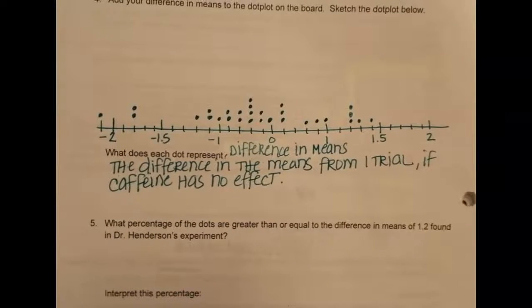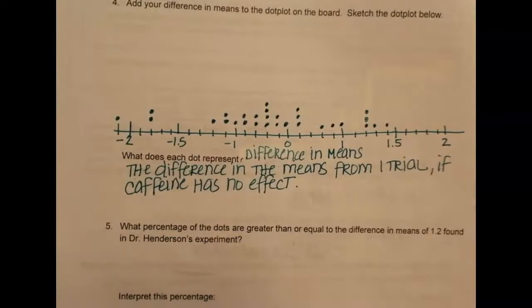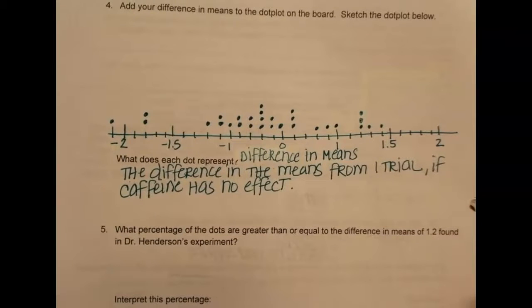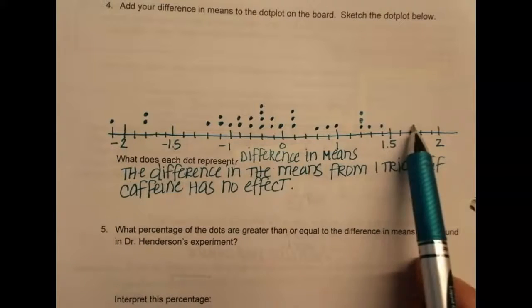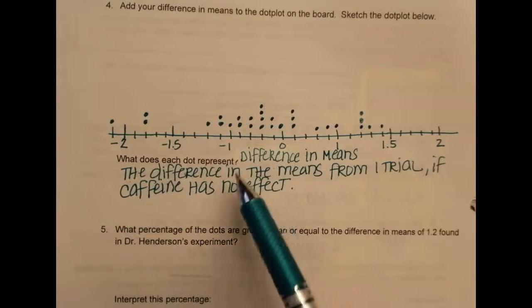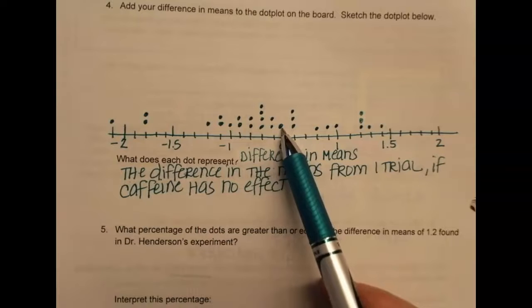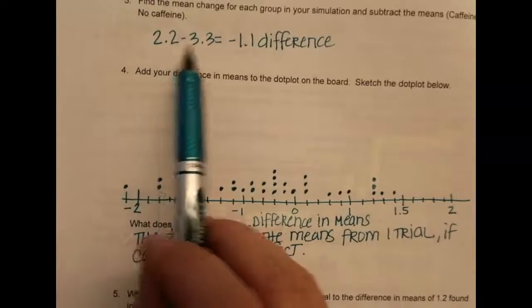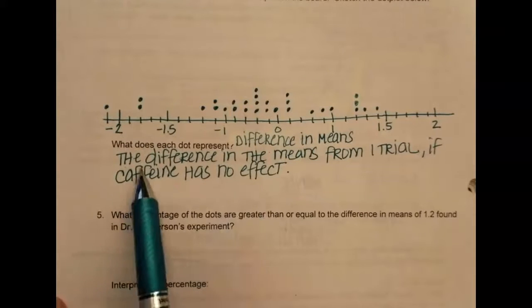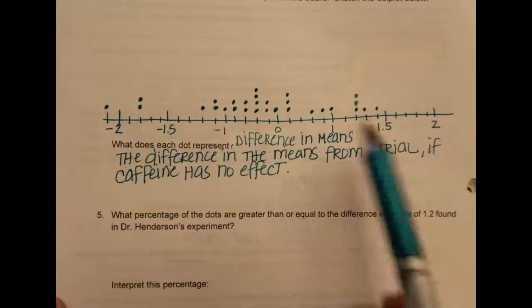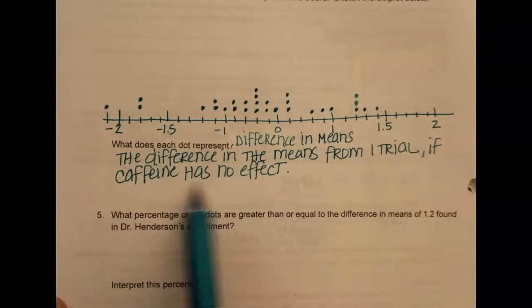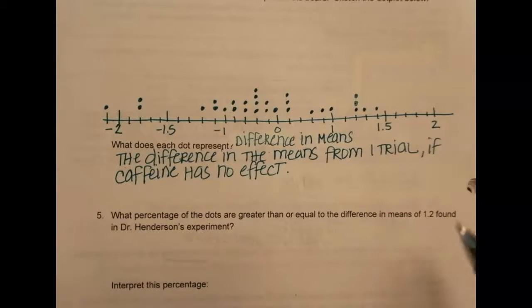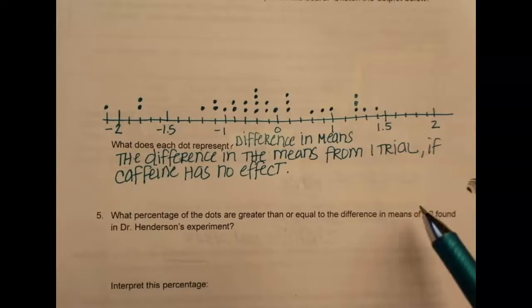I had the rest of the class run the same simulation, and here is our data. Pause the video and copy this down. When you're done, restart the video. All right, so we have our class data. I ask the question, what does a single one of these dots represent? Remember to think about how that dot came about. It came from subtracting the means. So it's the difference in the means, and we did one trial. That was just from one time that we did it. If caffeine has no effect, because we were just randomly distributing the cards to the different groups, it didn't matter what numbers were on them. We weren't paying attention to that.